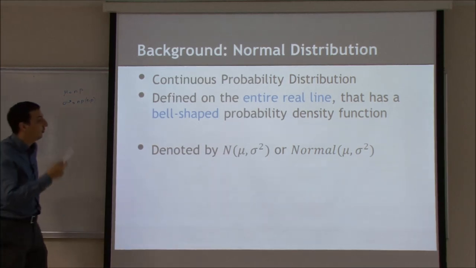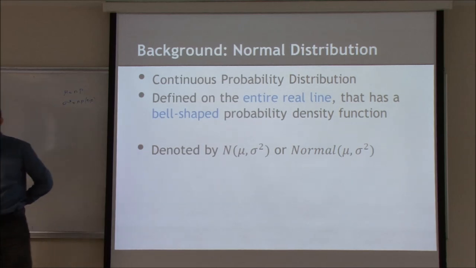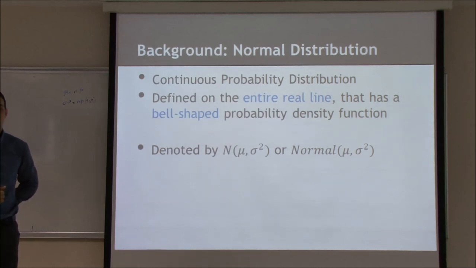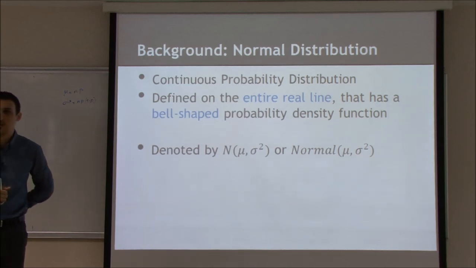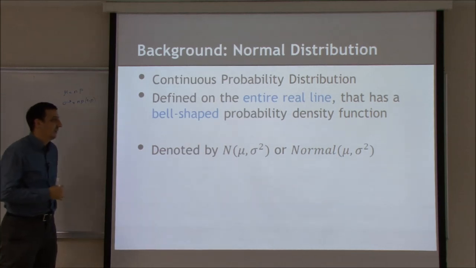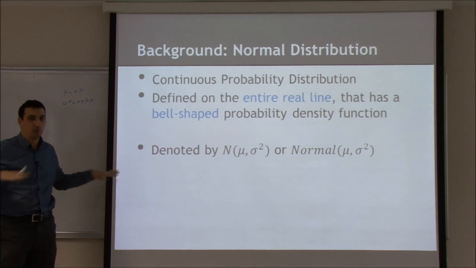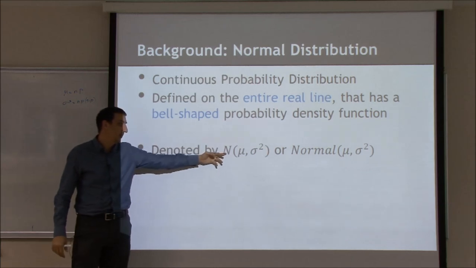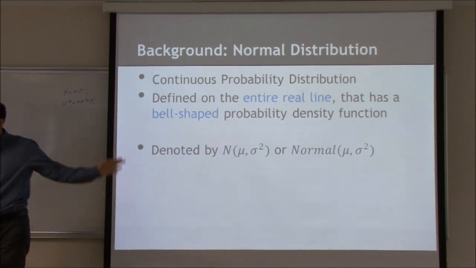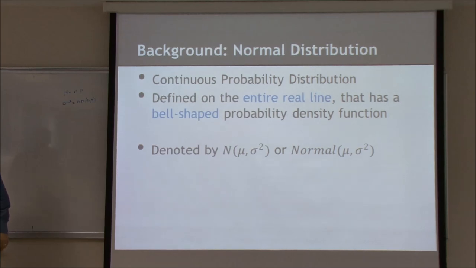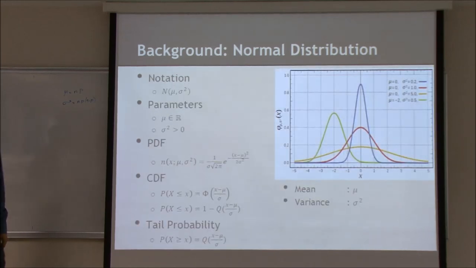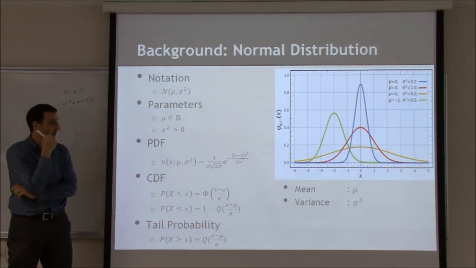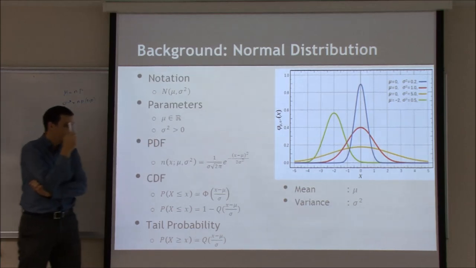Now let's talk about normal distribution. It's a continuous probability distribution. It physically mostly defines the error case. It has a bell-shaped probability density function and is denoted by normal distribution, N(mu, sigma squared). So these are the notations. Parameter mu can be any number on the real line. Sigma squared must be positive.